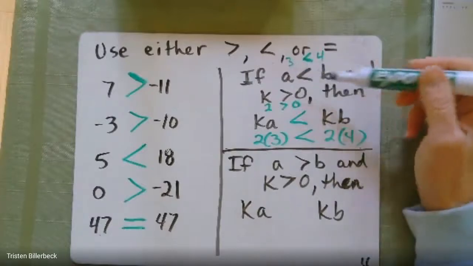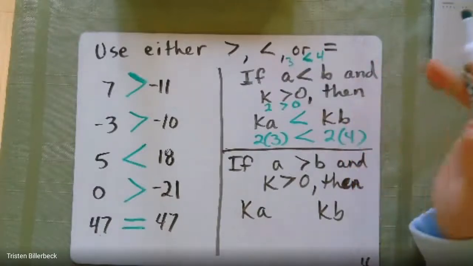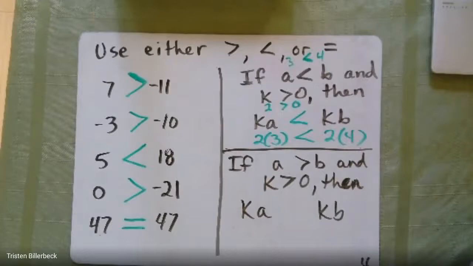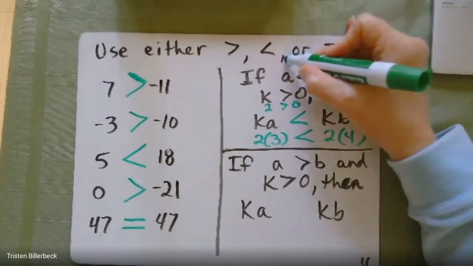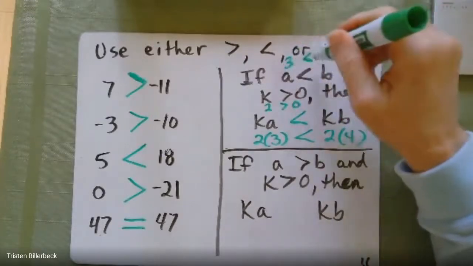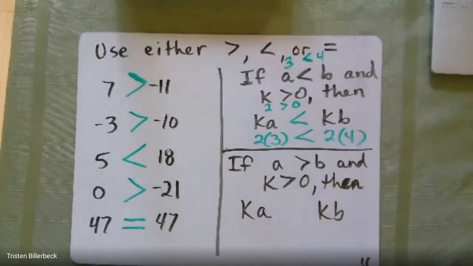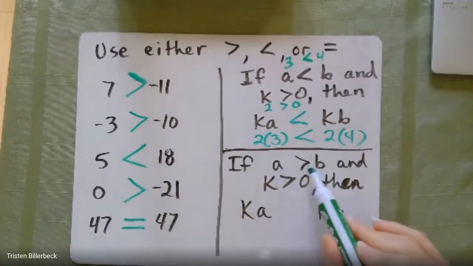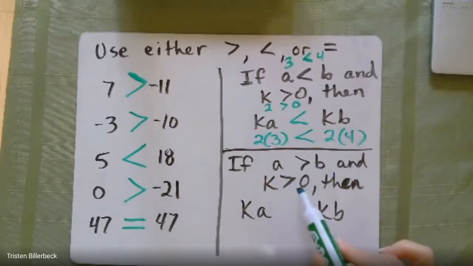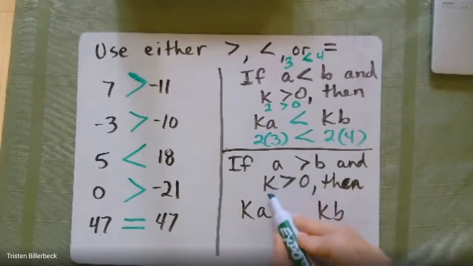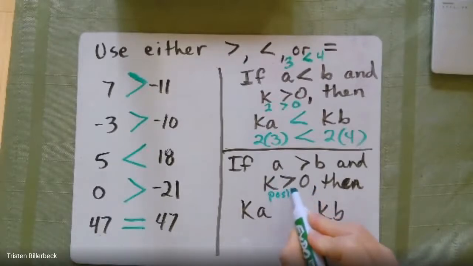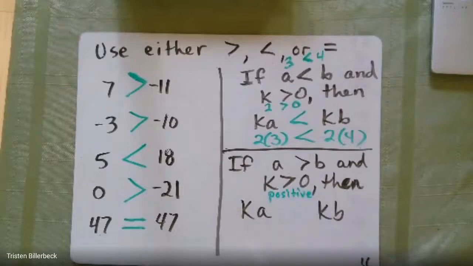Whenever you get scared with the variables, just find some numbers that are tangible to you, that make sense to you, that you can grasp, and put those numbers in for the variables so that you have something more real to work with. So here we have A is greater than B, and K is greater than 0. That just means it's positive. We're not dealing with any negative numbers here.